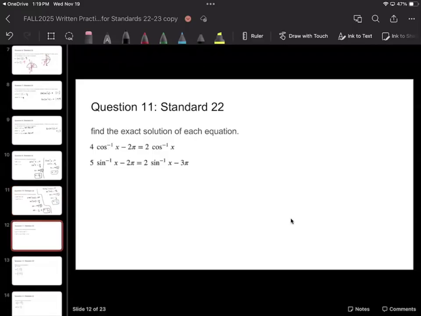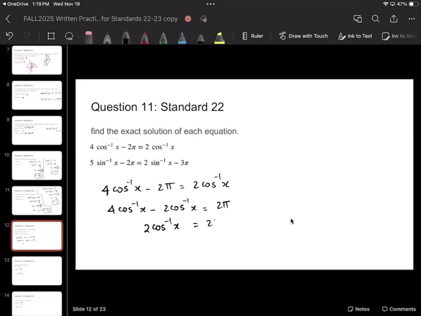Okay. 4 cosine inverse of x minus 2 pi is 2 cosine inverse of x. Now bring all the cosine inverse of x to one side. So this will become like so. Move the negative 2 pi to the other side. Now combine the like terms. So 4 minus 2 is 2. Divide by 2 on both sides. And then rewrite it like so, which means x has a value of negative 1.